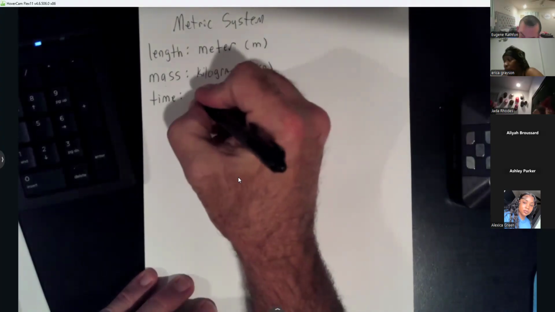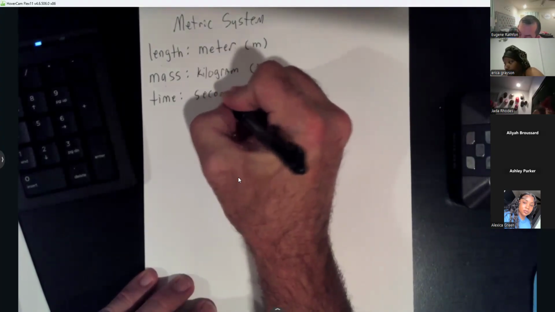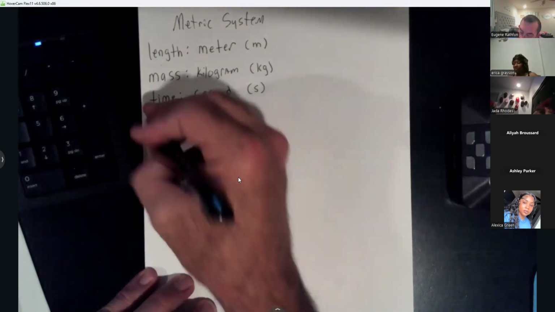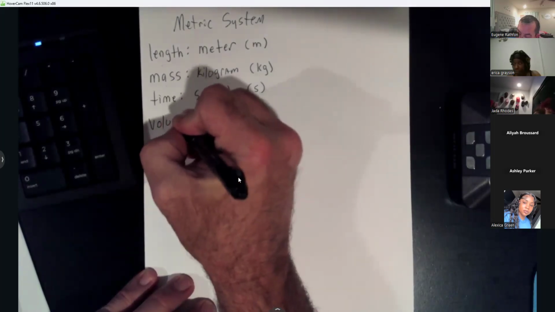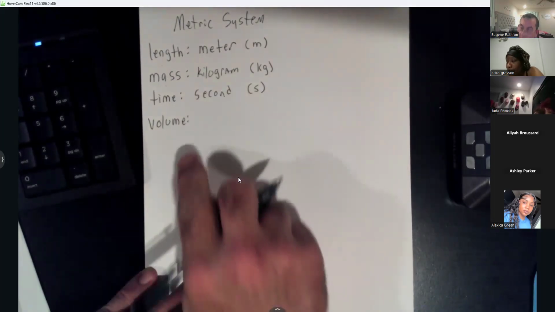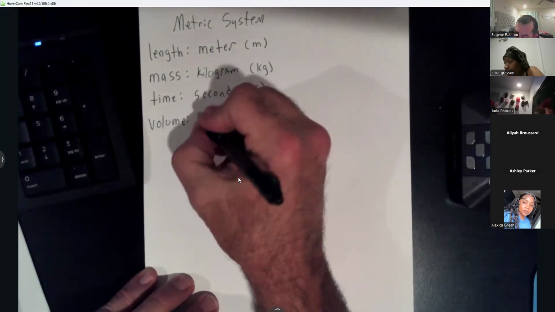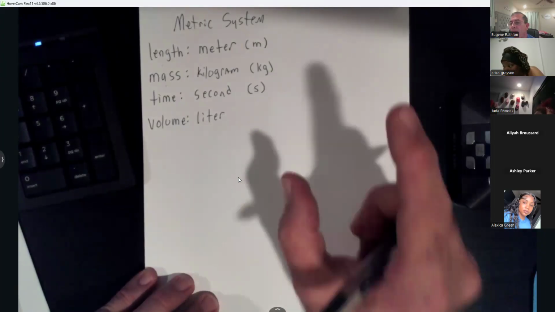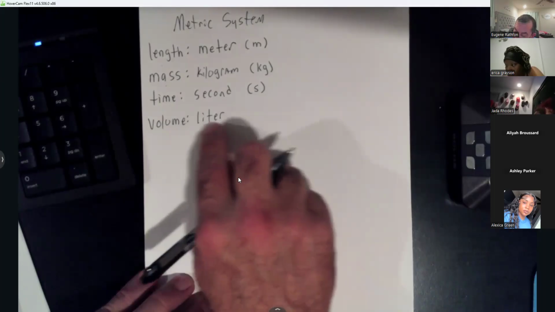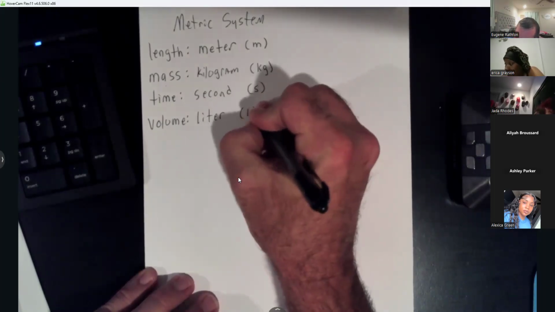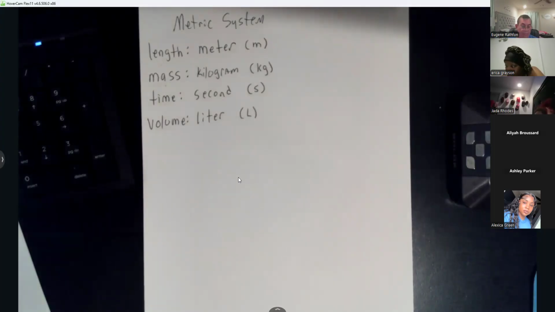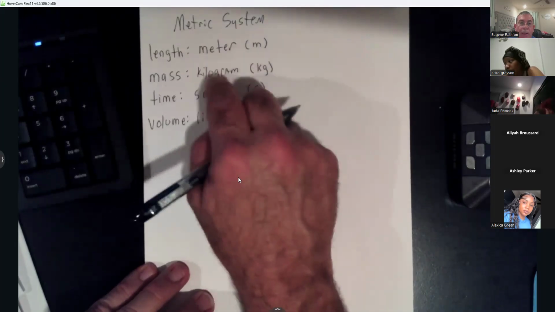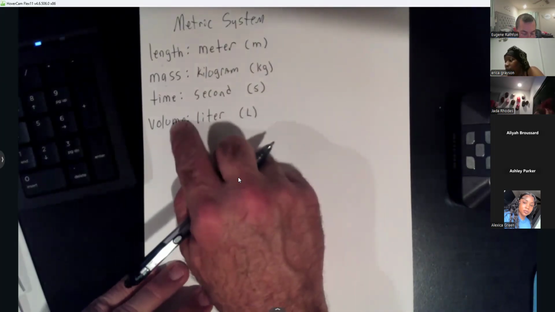Time is the same. We use the second, represented with an S. And then volume. We use the liter. So the volume is liter in metric. English was the gallon. Now, liter, we use a capital L. So, y'all, these are the units for length, mass, time, and volume.